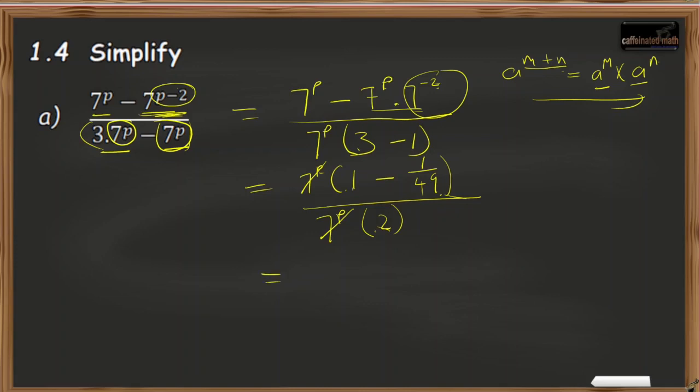Well, 1 minus 1 over 49, I can change the 1 into 49 over 49, because anything divided by itself is 1. And 49 minus 1 is just 48 over 49. And then divide that by 2, which will give me 48 over 98.